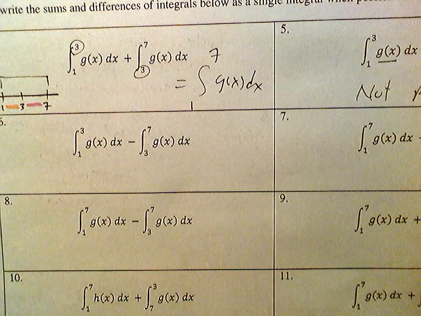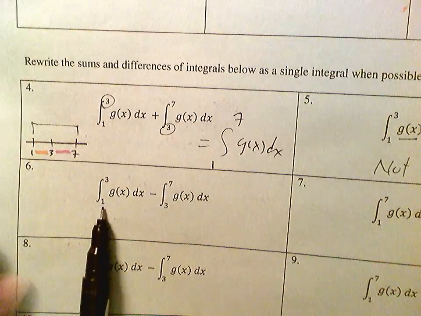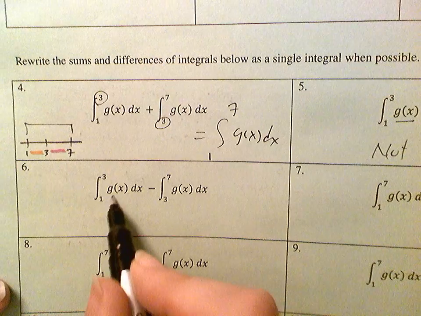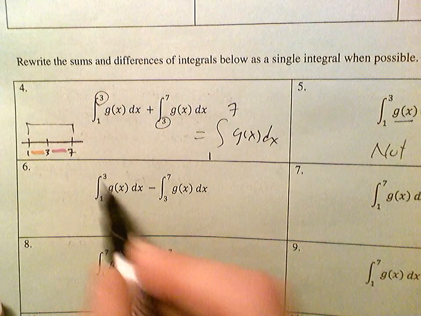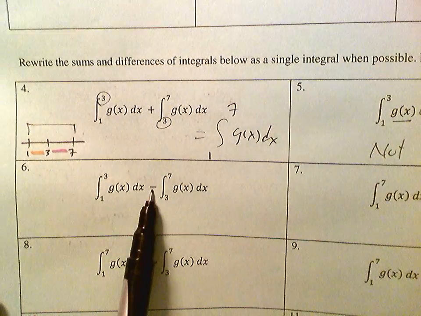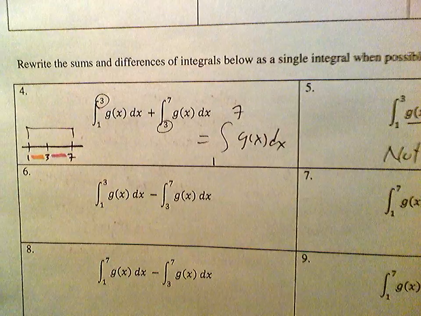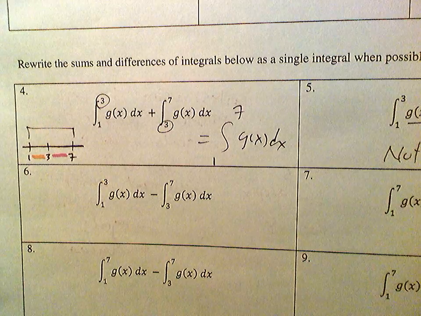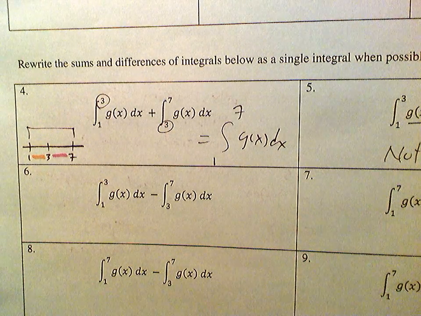All right, so each time I'm asking, can I use additivity? Number 6, can I use additivity on that one? Well, I have the same functions. I have the upper limit here and the lower limit there matching, but I can't use additivity because that's not a plus sign. Okay, so I can't use additivity. So what can I do?